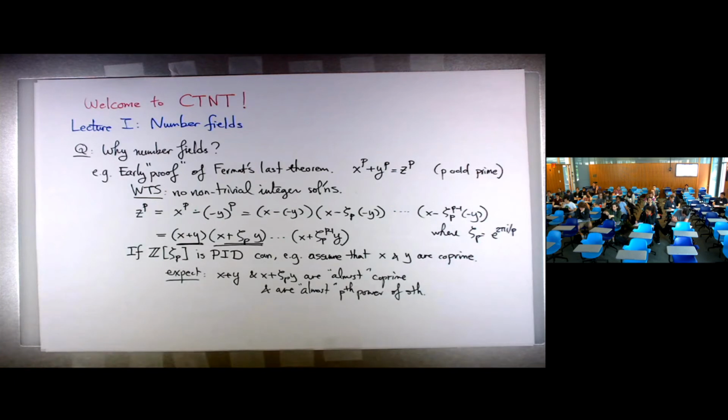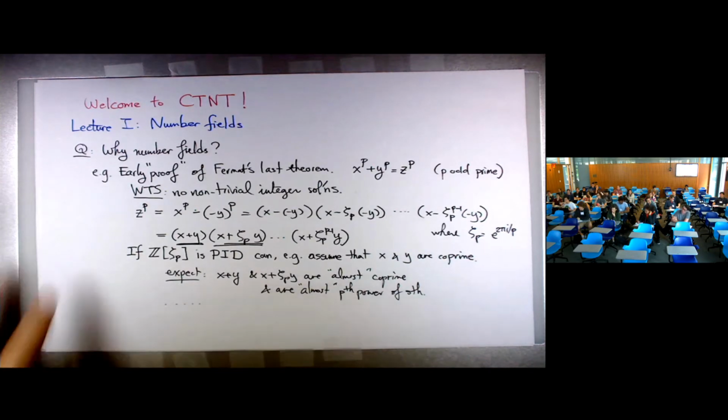That's something very rare to happen. If you have two numbers, their sum is a p-th power, and then x plus zeta_p y is also a p-th power. That rarely happens. So you can exploit that fact to show that there's no solution. Of course, there's a lot of work to be done after that, but this gives you a way to approach the problem.